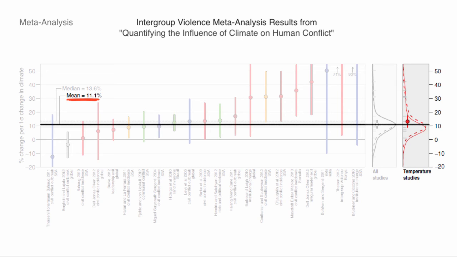Okay, then we just looked at the temperature studies. So, some of the potential critiques of this approach is, you're mixing temperature, rainfall, all kinds of things. Temperature is really easy to measure. A lot of the studies have temperature. From the point of view of future climate change, we actually understand the future consequences for temperature better than many other climatic variables.